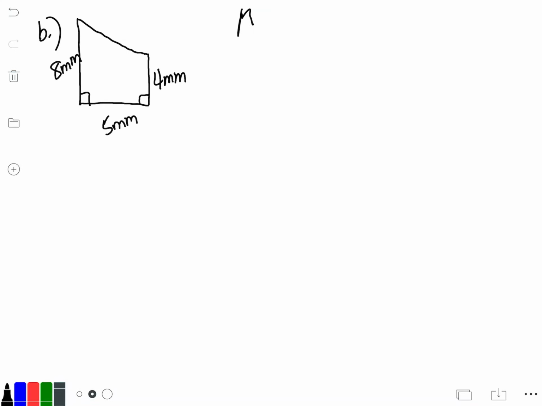This can be example B. And try to draw a trapezoid that looks like this. Kind of. This is supposed to be a right angle, and this is supposed to be a right angle. This is 8 millimeters. We've got 5 millimeters across the bottom and 4 millimeters here. So the first thing I'm going to do again is write down my formula. A equals 1/2 times the height times the sum of the bases.